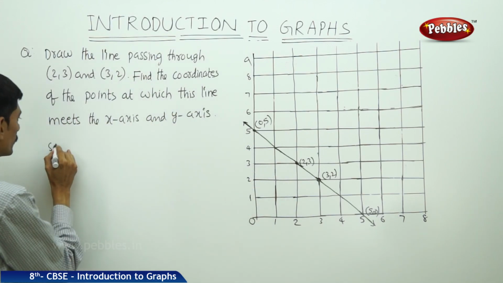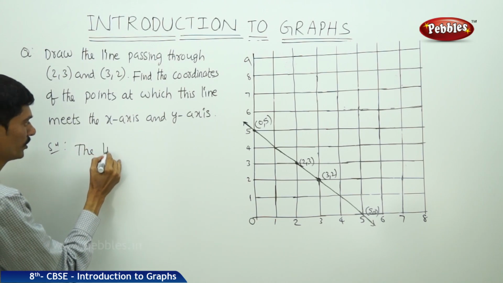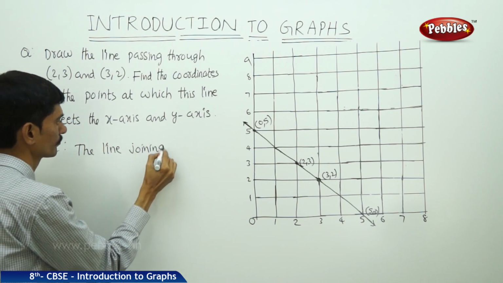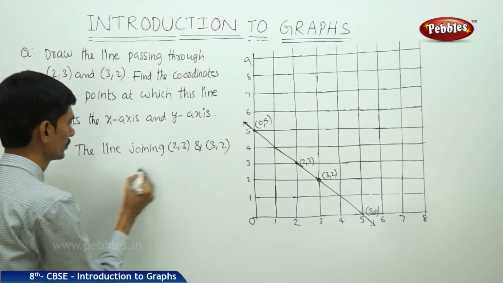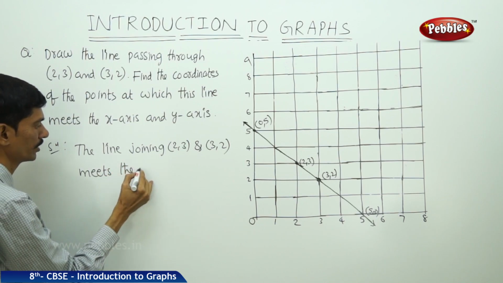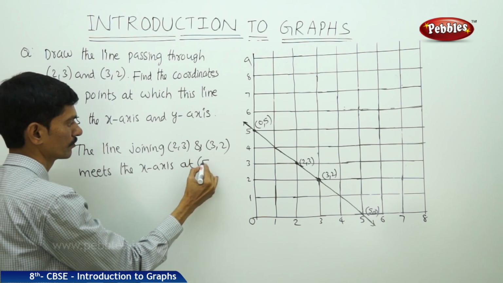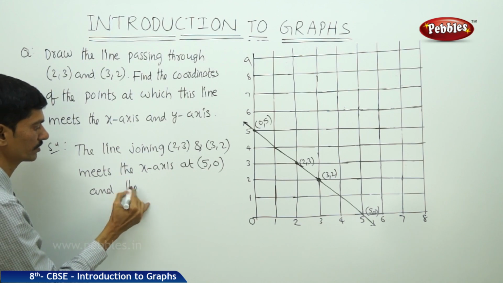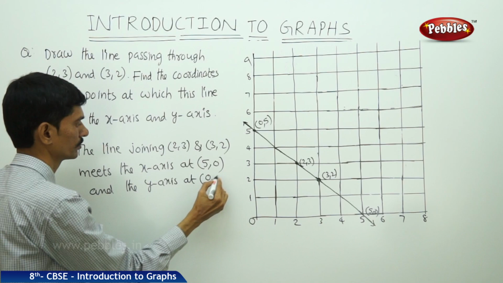So we can write that the line joining 2, 3 and 3, 2 meets the x-axis at 5, 0 and the y-axis at 0, 5.